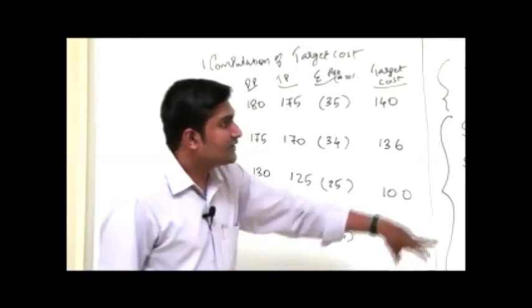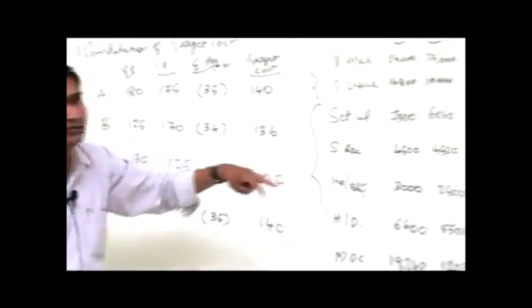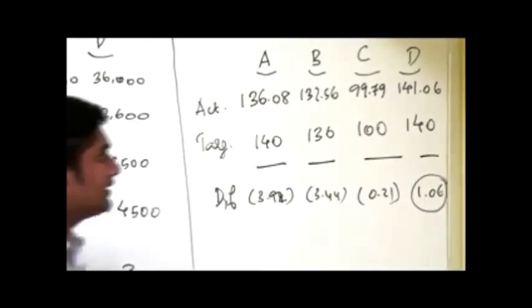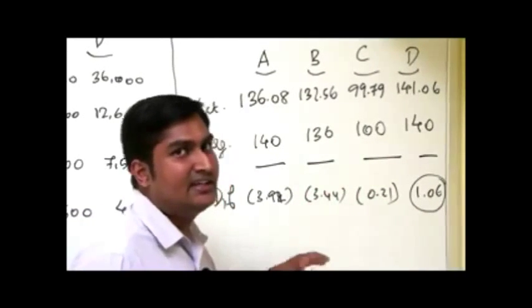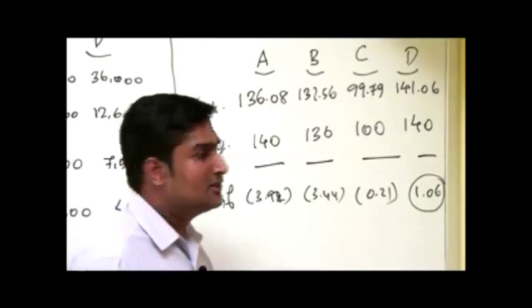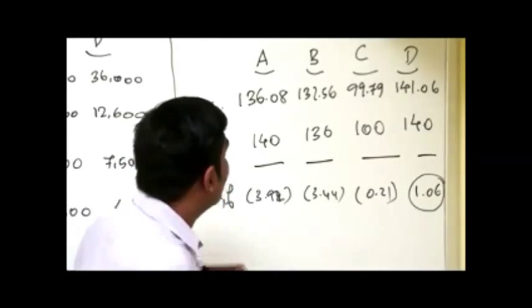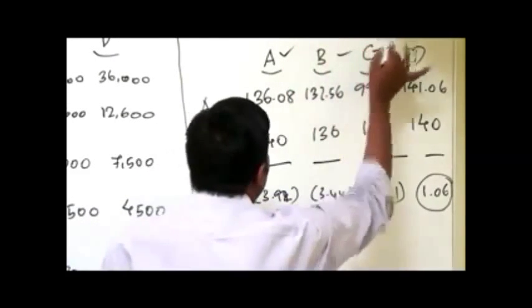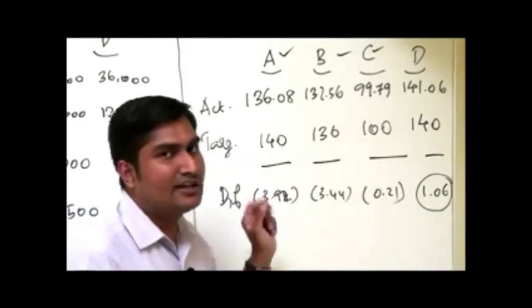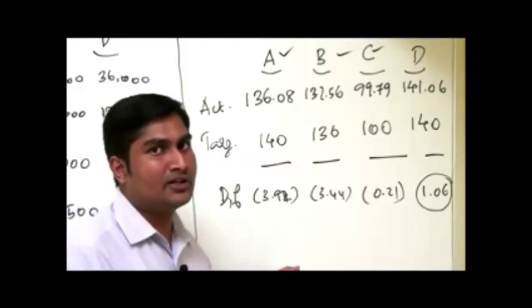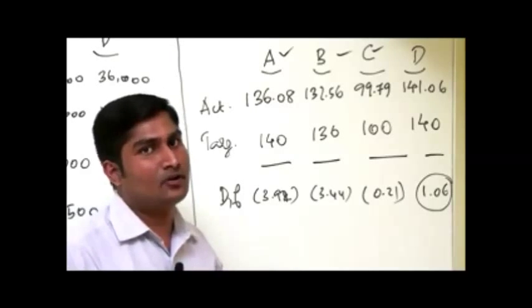it has to reduce that extra cost of 1.06 by using value engineering techniques or product redesigning, etc. So this is the conclusion. For A, B and C, the profit can be achieved. Only for D, the value engineering technique has to be adopted in order to get the expected profit.